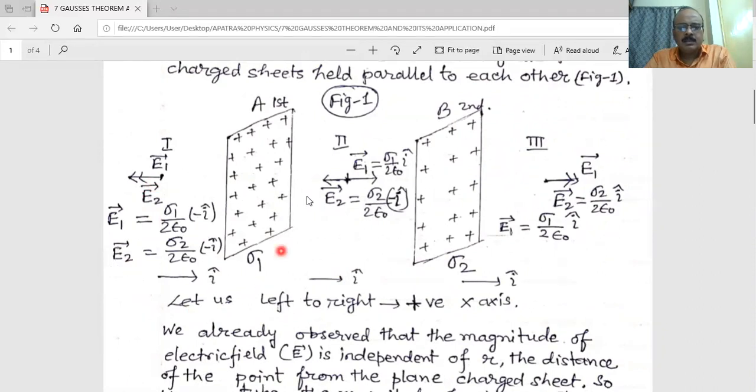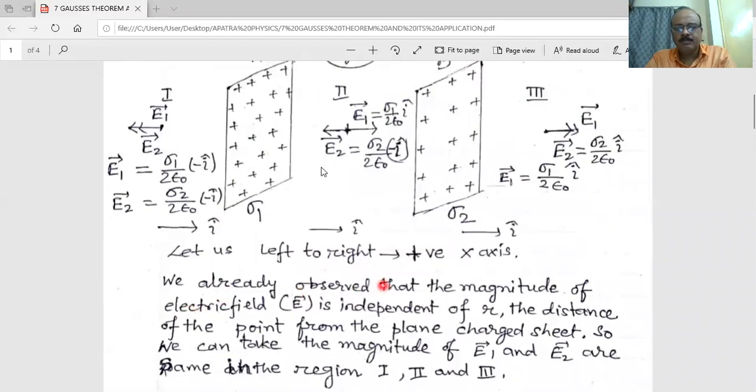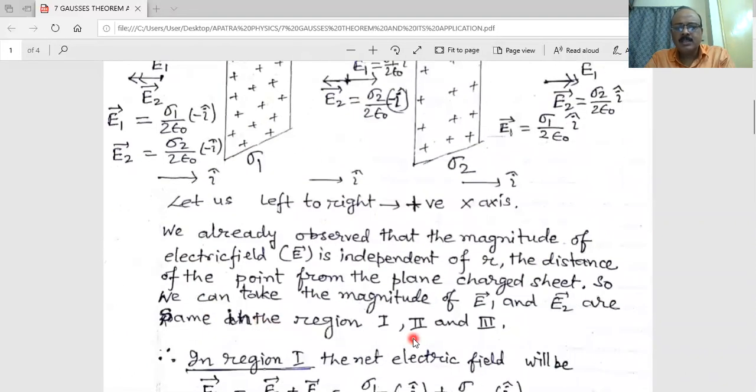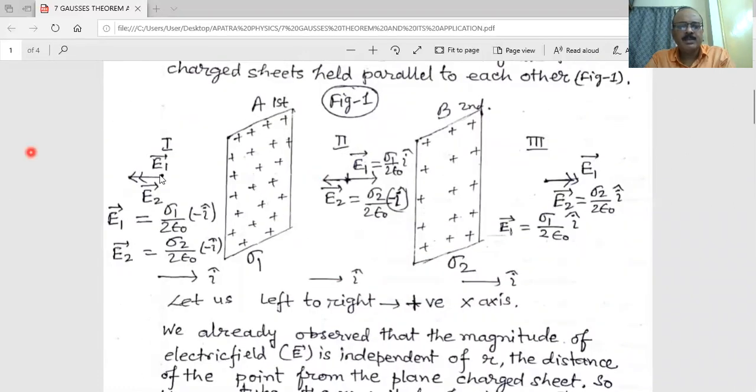In our previous lesson, we already know that for an infinite charge sheet, the magnitude of the electric field is independent of the distance of the point from the plane charge sheet. So we can take the magnitudes of E1 and E2 the same in regions 1, 2, and 3. That means the value of E1, E2, and E3 all will be the same.